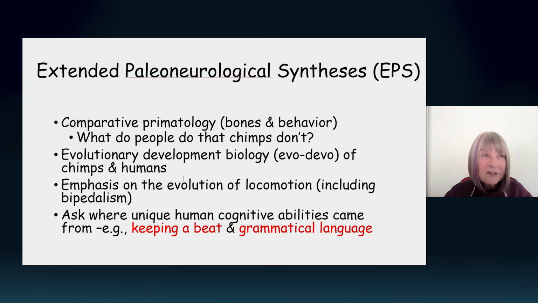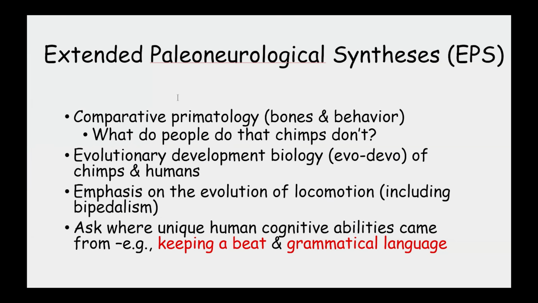But what I want to know is more about the brain and what happened to the brain itself. So I'm going to briefly describe what I call an extended paleoneurological synthesis, EPS, where we can't just look at skulls and cranial capacities anymore because we don't have them. So how do we ask these questions? We need to look at comparative primatology, both skeletal and behavior. We need to look at Evo-Devo, babies and fetuses growing up, chimpanzees and people, and think about that. And right now, I'm very much immersed in thinking about locomotion, and particularly, but not exclusively, bipedalism.